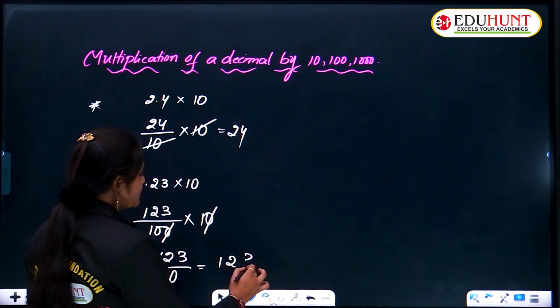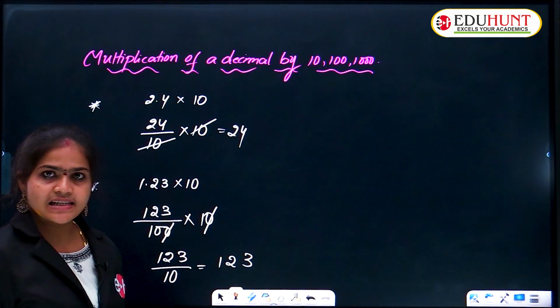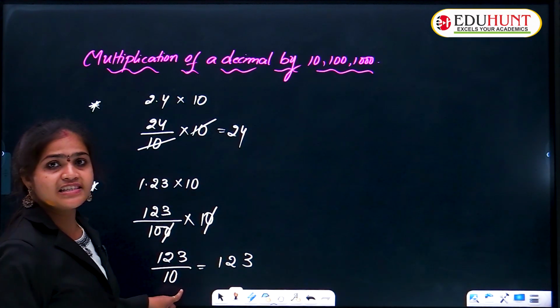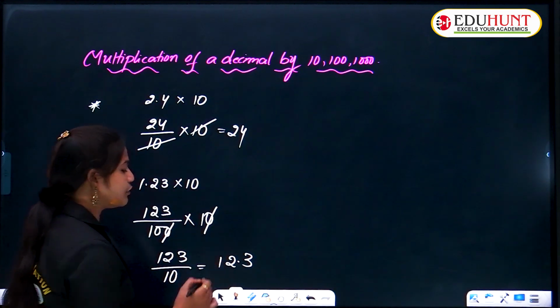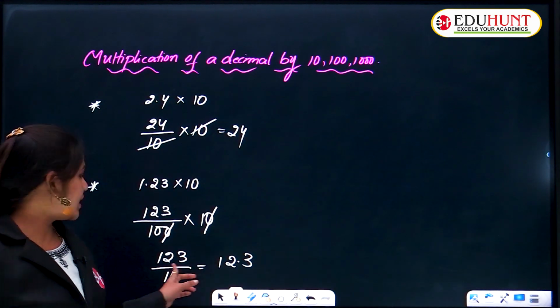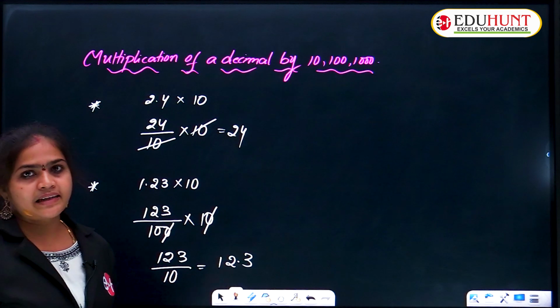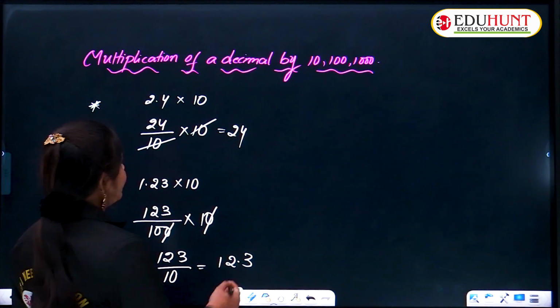Then how to write this? 123 as it is, you have to write the number, and how many zeros are there? Only 1 zero is there, which means 1 digit before you have to keep the point. Then what is the answer? 12.3. Okay. Next.